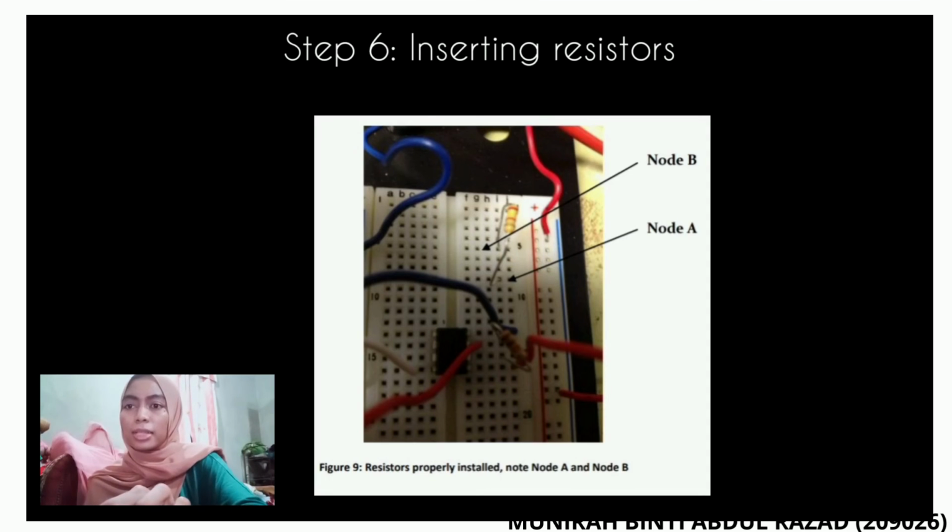Step 6. Take one resistor and insert one end into node A and the second lead of the resistor into node B. Take your second resistor and attach one lead to port 7's node. Attach the other lead of the same resistor to port 6 node. Examine figure 9 to ensure you correctly configure your resistor.